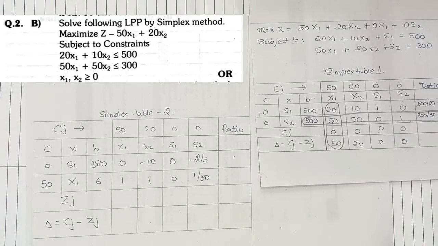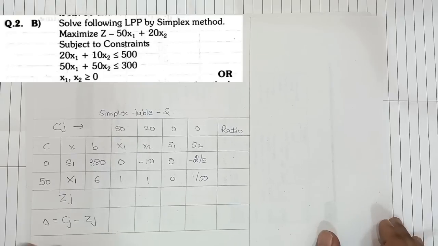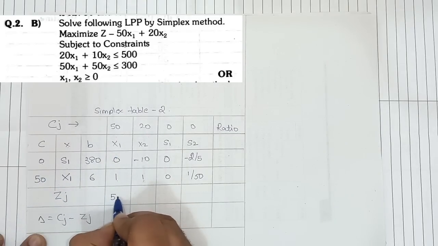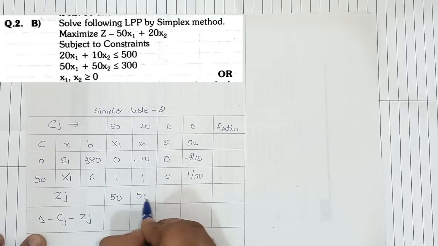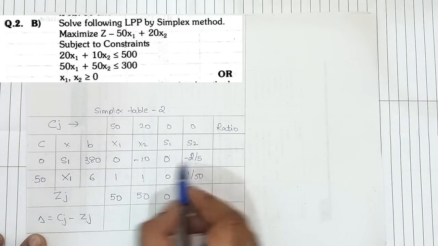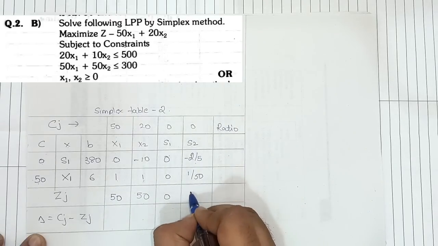So all the table values we have already found. Now let's start solving this part of the table. First thing, we need to solve the zj again. The zj formula will be similar. It would be c into the variable, so 0 into 0 plus 50 into 1, so that becomes 50. 0 into 0 plus 50 into 1 is again 50. 0 into 0 plus 50 into 0 is 0. 0 into negative 2 upon 5 plus 50 into 1 upon 50. So 50 into 1 is 50, 50 upon 50 is 1.